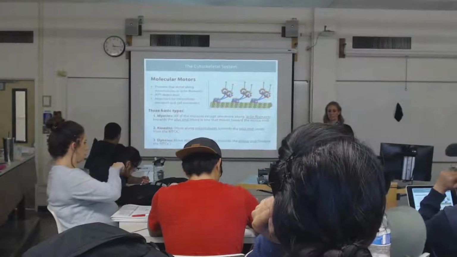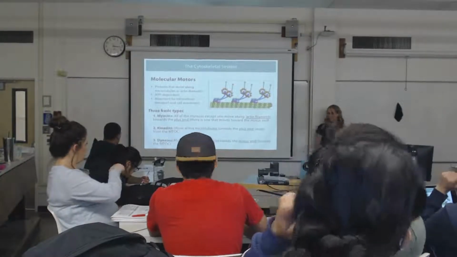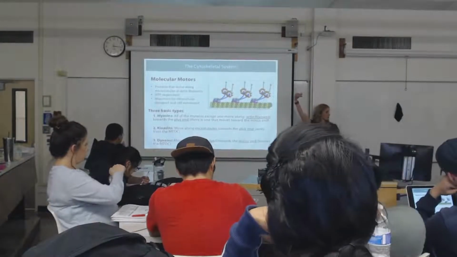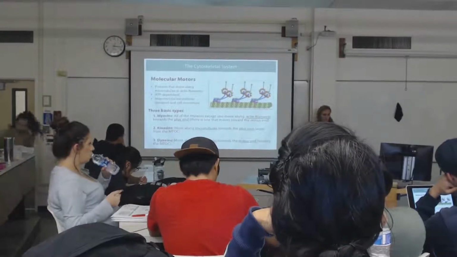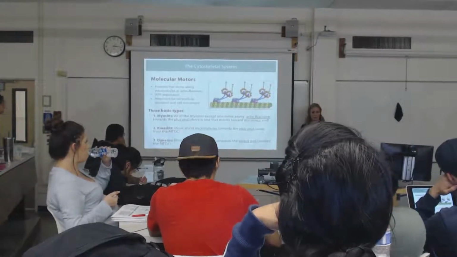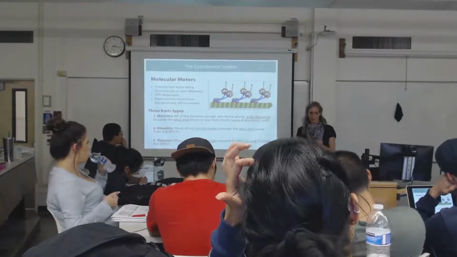And dyneins are the opposite. They move along microtubules towards the minus end. So they move in the opposite direction, from the cell periphery toward the nucleus. Okay. So those are the three flavors.